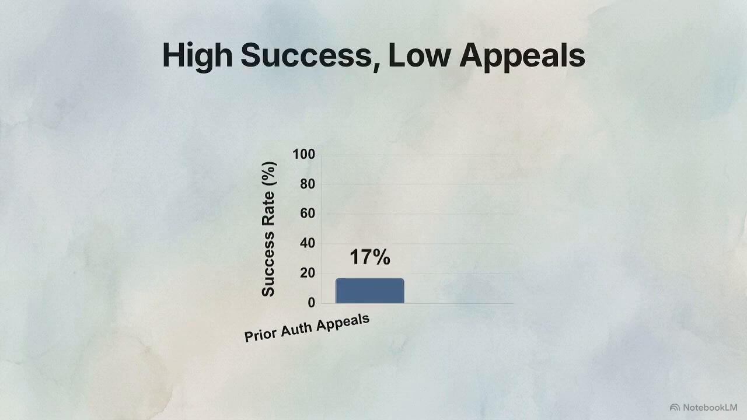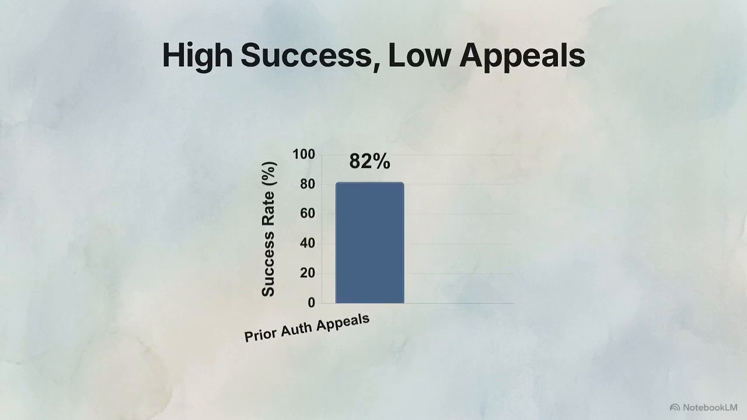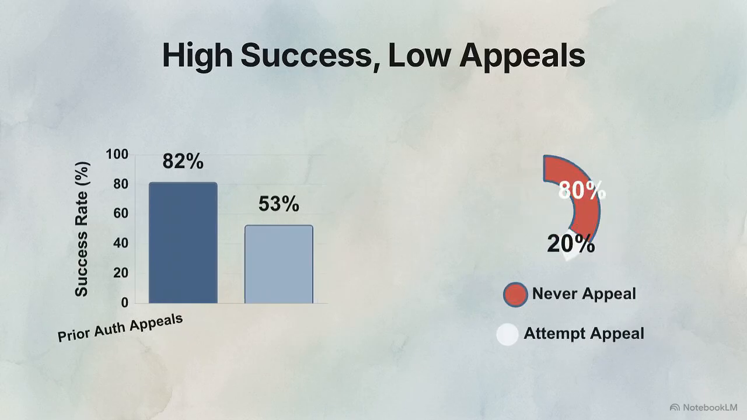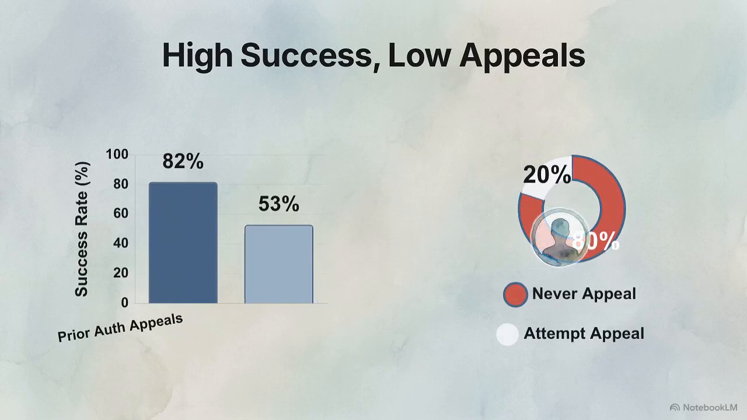When physicians fight a prior authorization denial, it is overturned 81.7% of the time. Patients also win external reviews 53% of the time. But here is the catch. 80% of patients never even attempt an appeal. That statistical difference is the action gap.